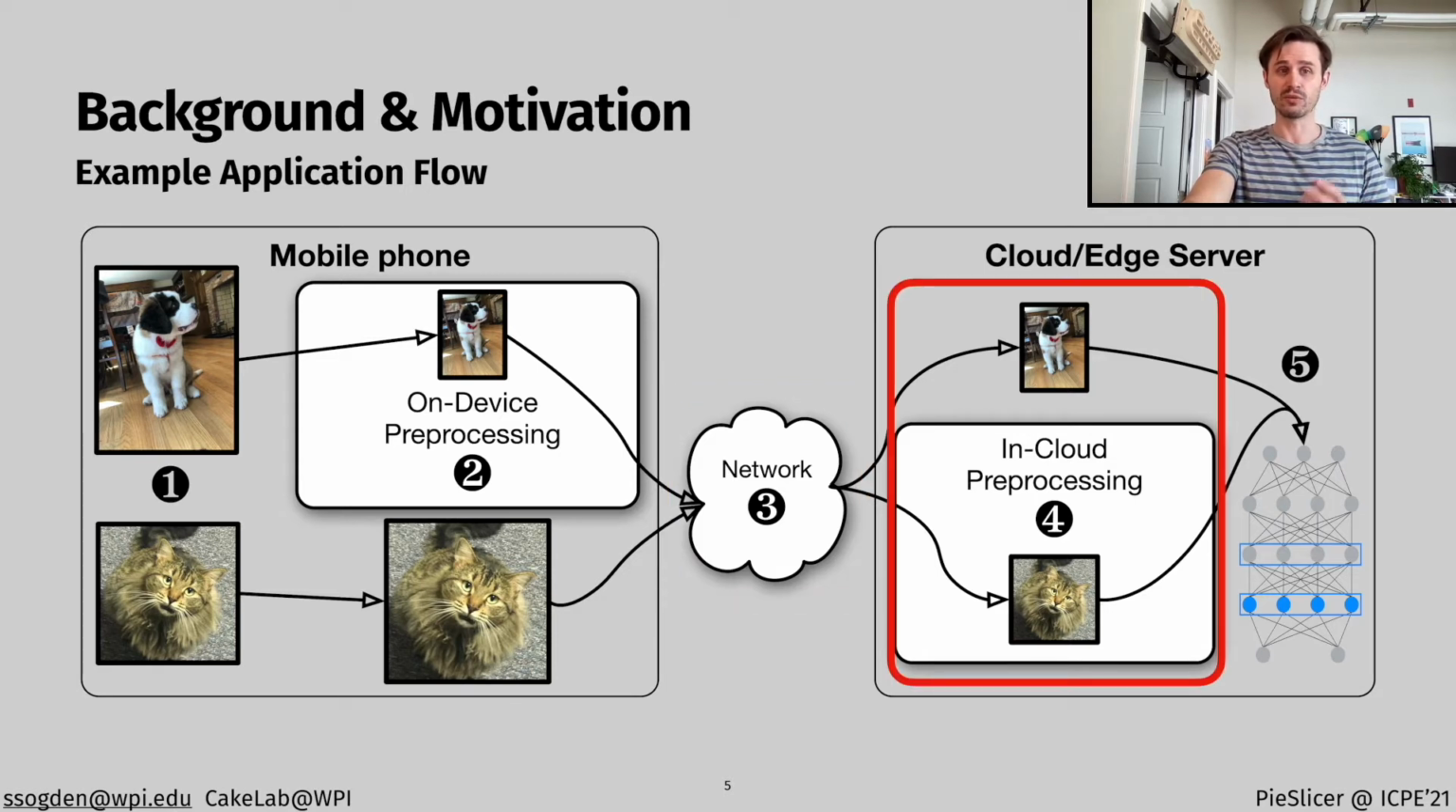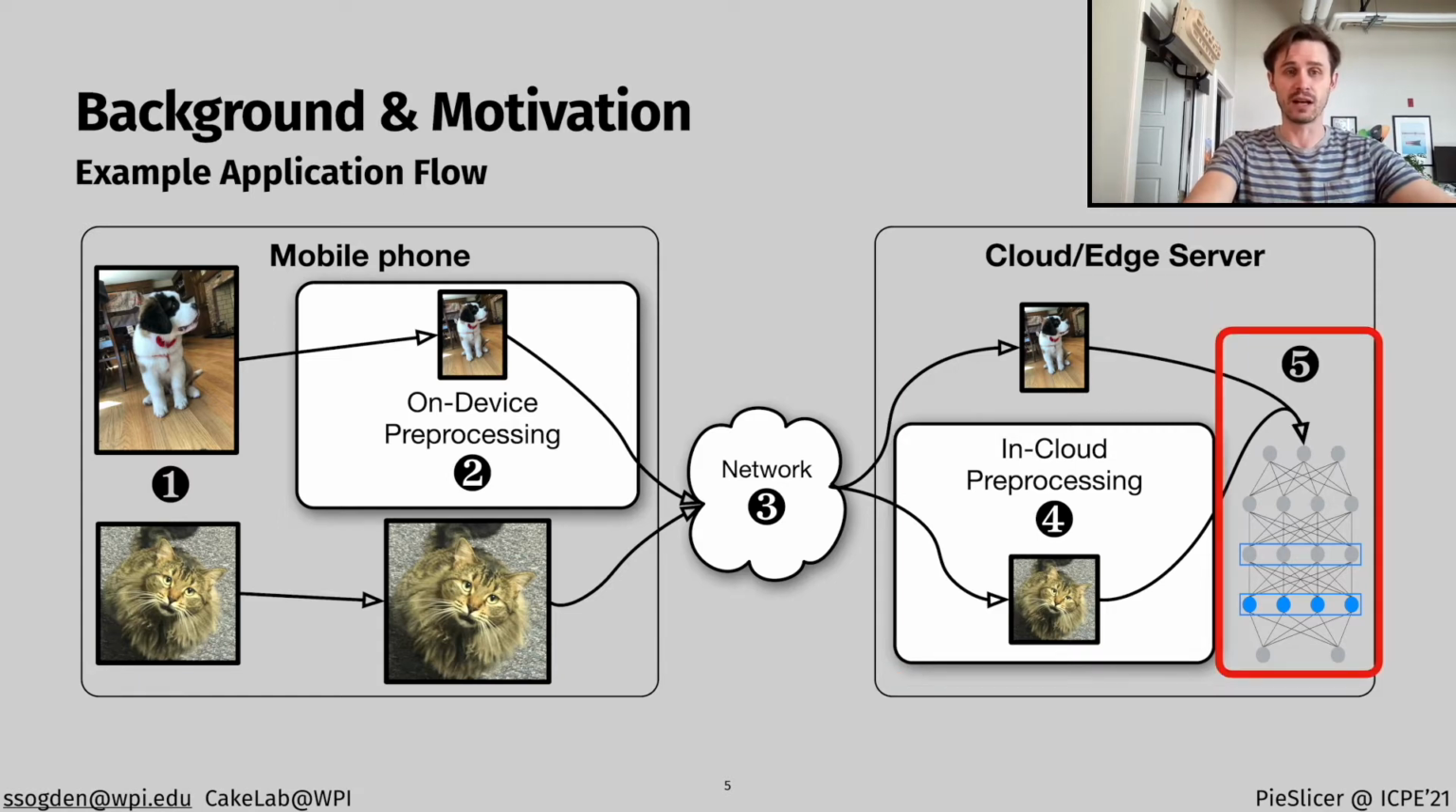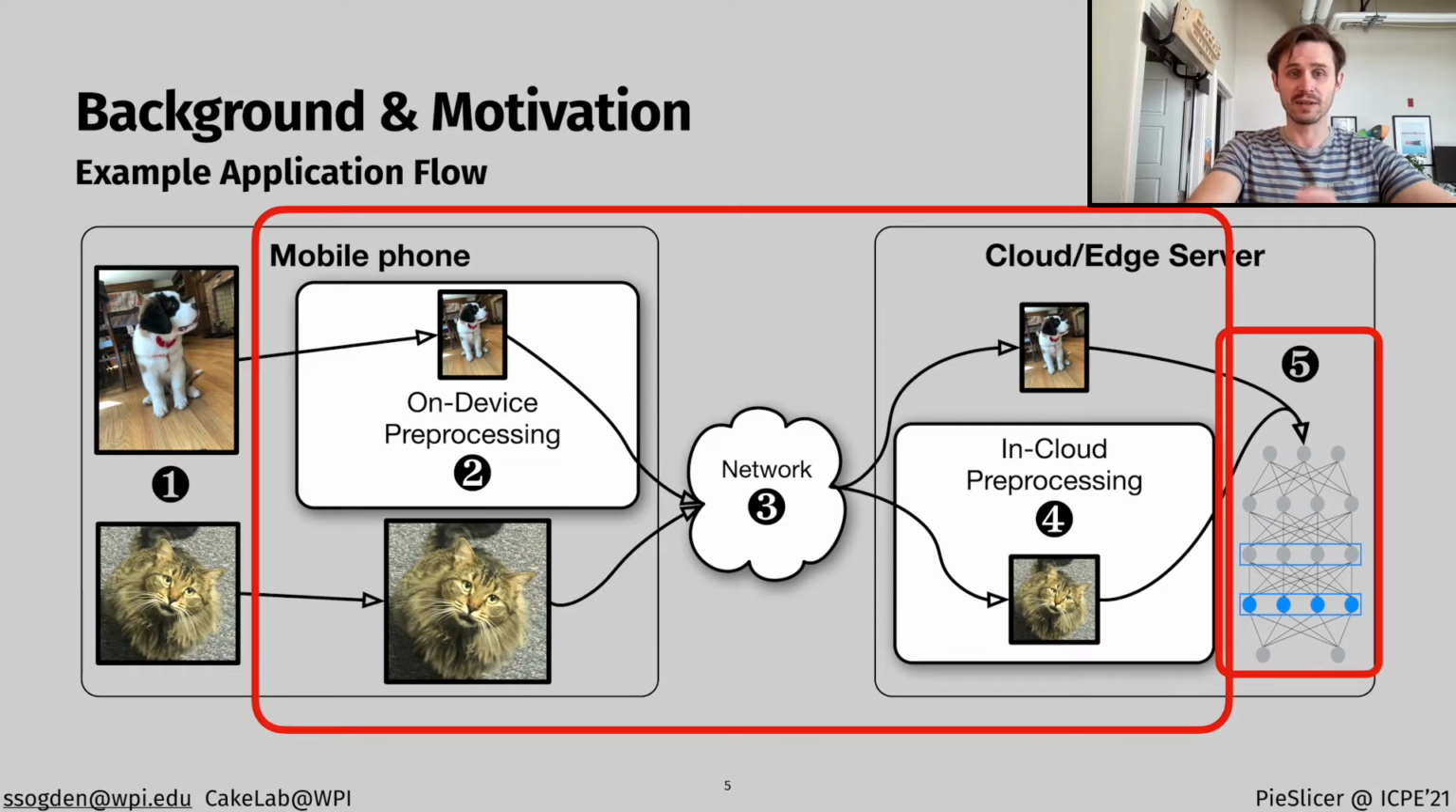Step 4 is in-cloud pre-processing, which in addition to cropping and resizing also involves preparing the data for use by the model. The resources in the cloud are much more powerful than on-device, so pre-processing here can be much faster than on-device pre-processing. Finally, in step 5, the model is executed. There's been a lot of previous work on optimizing for this step and reducing execution time as much as possible. While this does reduce response time, it neglects the impact of steps 2 through 4, what we've referred to as the pre-execution time, on the overall response time.